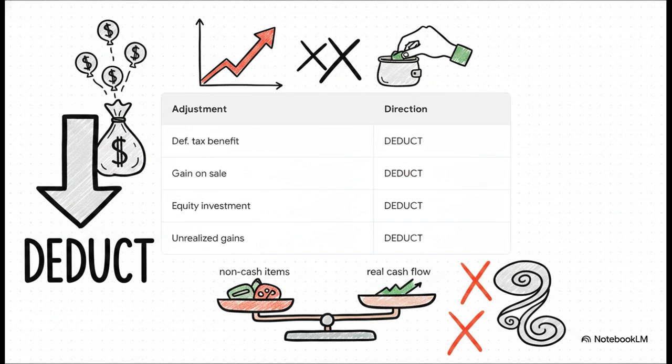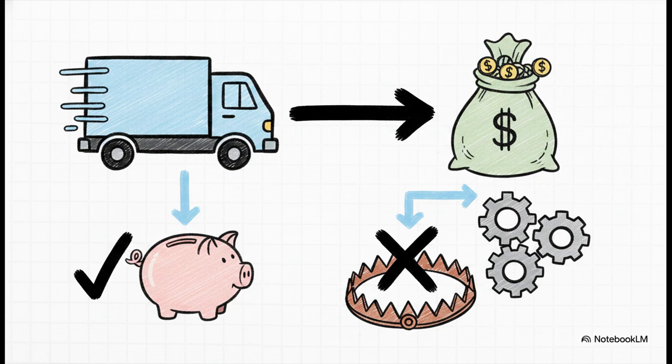The exact same logic applies to deferred income tax benefits and equity method investment income. They're non-cash earnings pickups. They make your income statement look fantastic, but they do absolutely nothing for your actual bank balance. Now, this brings us to a major trap. The most frequently missed non-cash adjustment is the gain on asset disposal. It absolutely must be deducted from the operating section.